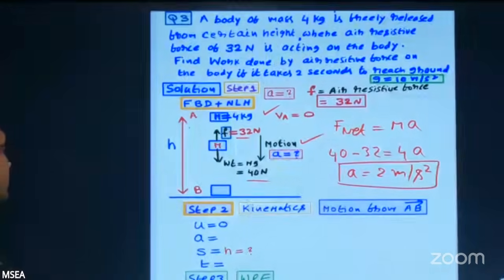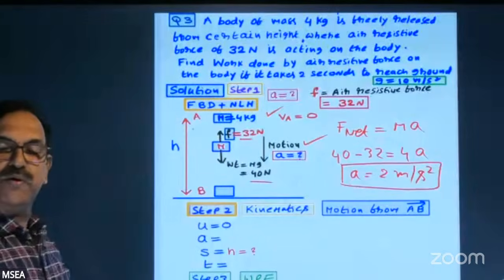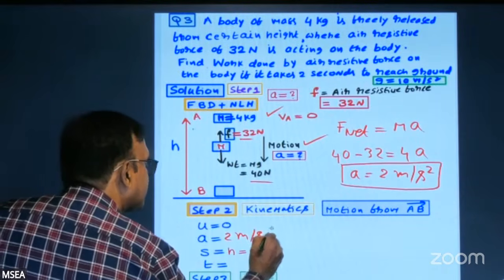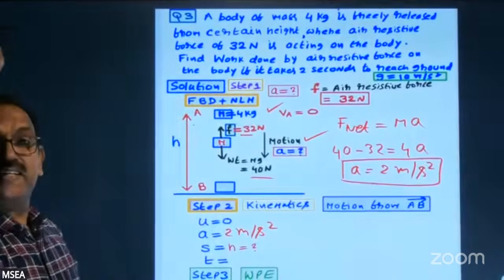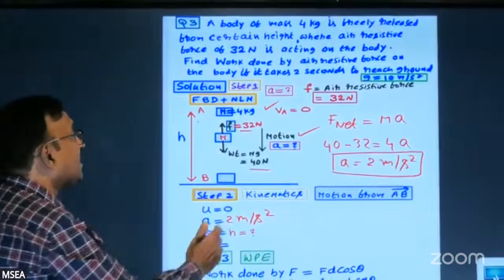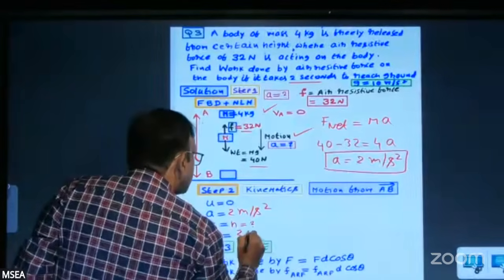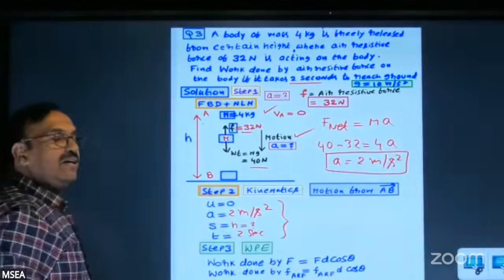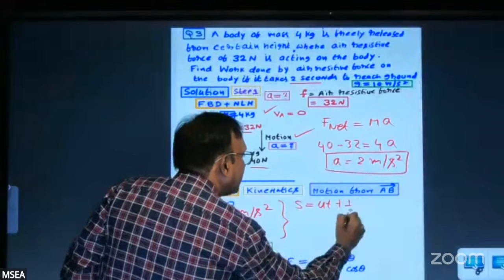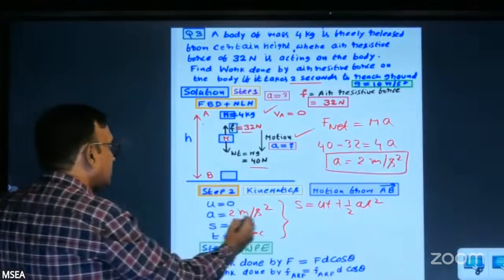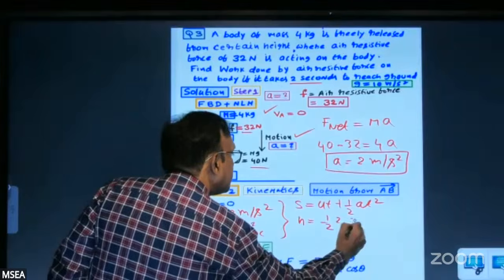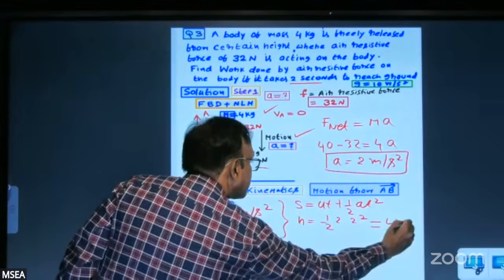Then comes kinematics. The body is freely released, so initial velocity is 0. Acceleration, we have just now found as 2 meters per second square. S is the distance covered. Distance covered is nothing but the height from which it is released. That we don't know, we have to calculate. Time: it is taking precisely 2 seconds to reach the ground. From this data we have to calculate S. S is equal to ut plus half at square, as you are thinking correctly. So distance covered by the body is nothing but h. That h comes out to be ut is 0, half into 2 into 2 square. This comes out to be as much as 4 meters.